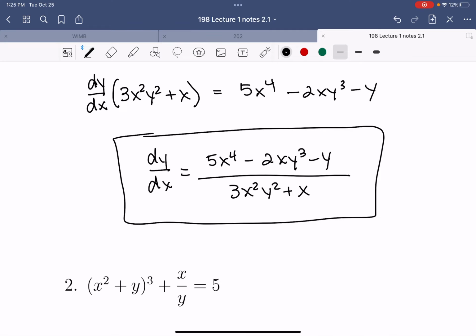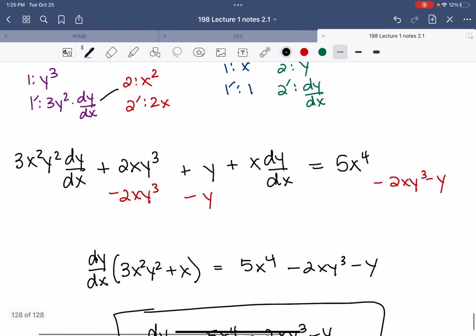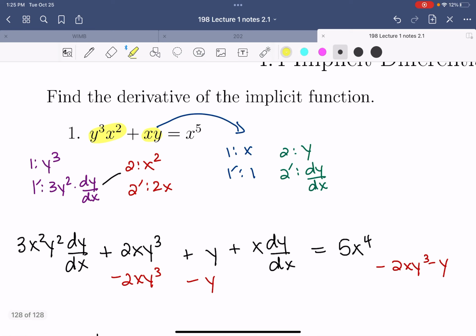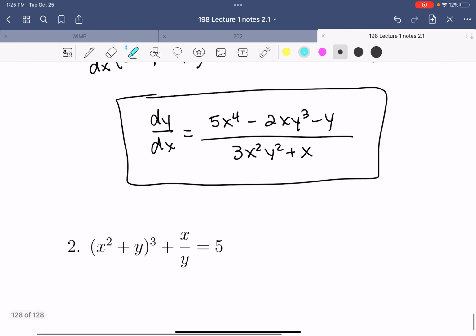Now, if I check, this has 3 terms in the numerator, and I should see 3 x's, which there's an x, there's an x, and there's an x. And I have 2 terms that contain y's, which means I should have 2 terms in the denominator, and I do. So that tracks. Okay.